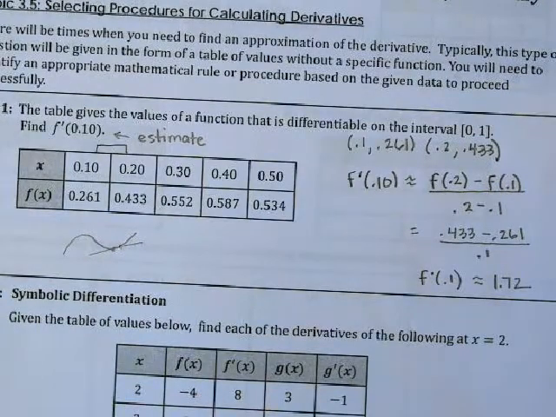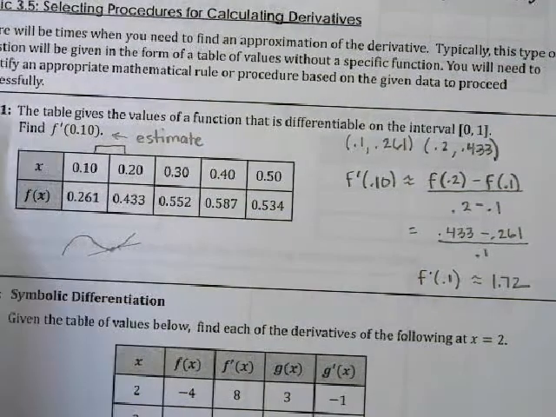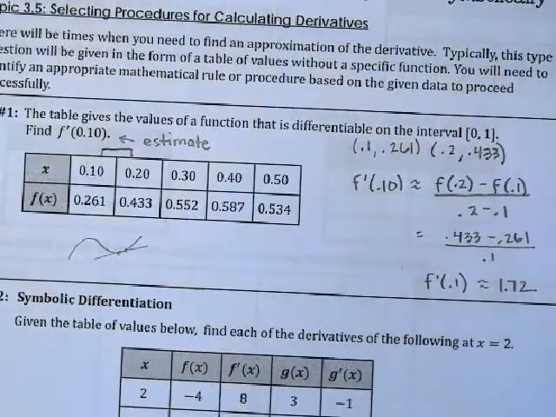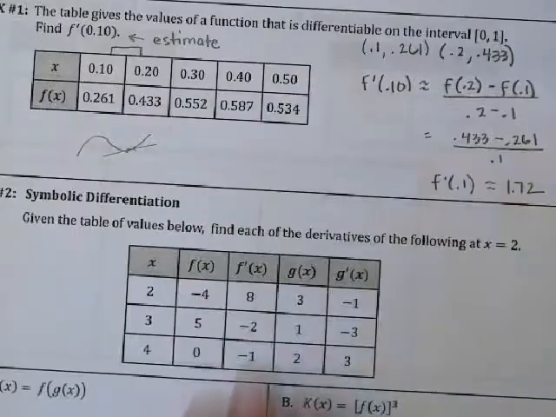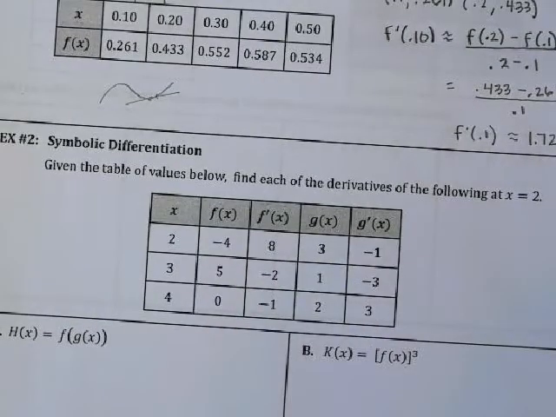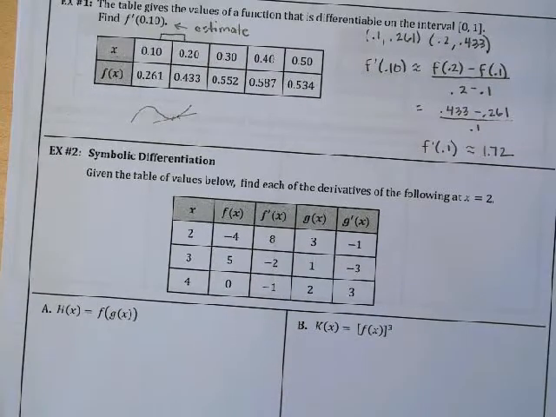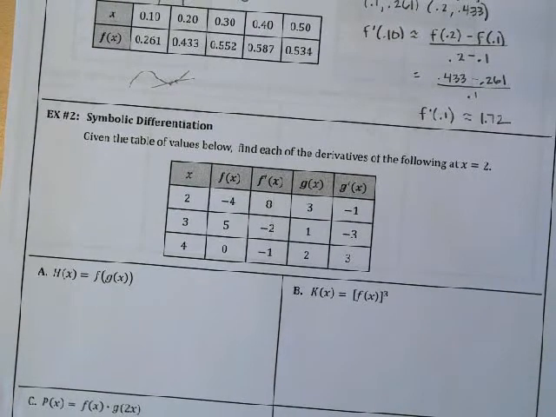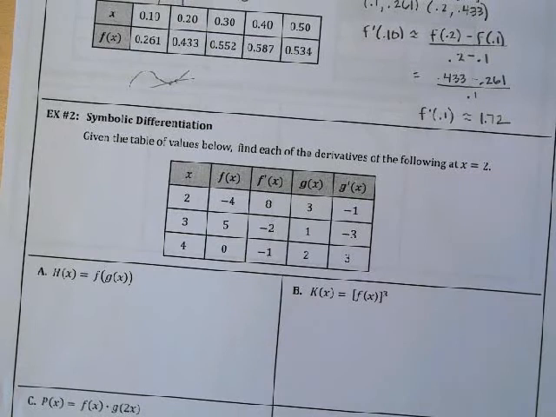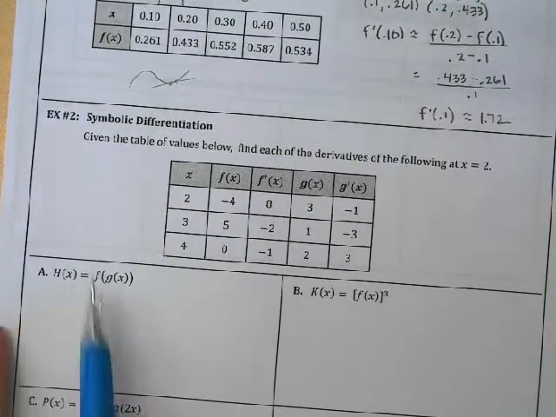Okay, so I just want you to be aware of that idea. If you were to have a table and you had to estimate, then I want you to just use 2 points that are close together. Okay, so this is more of what our test is going to look like. I'm going to give you some values, and I'm going to ask you to find some derivatives. So again, I want you to look at notation.